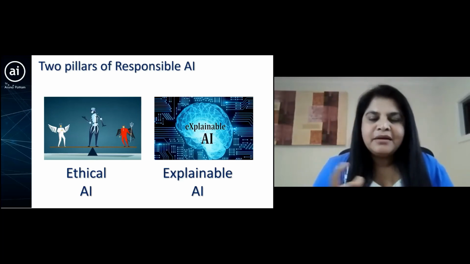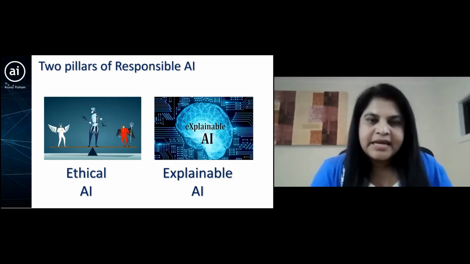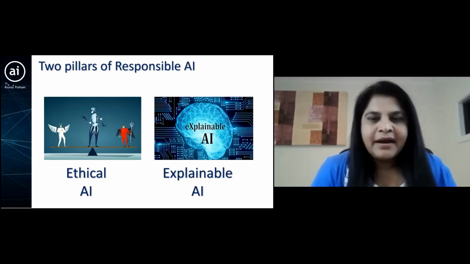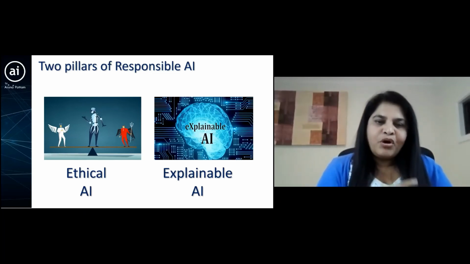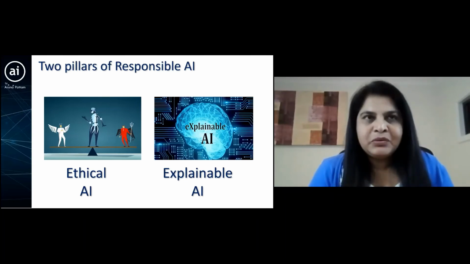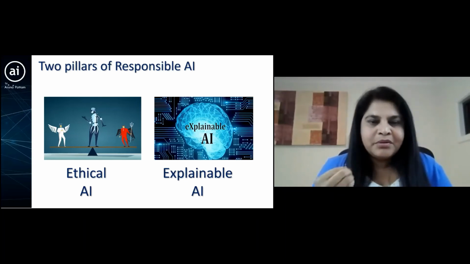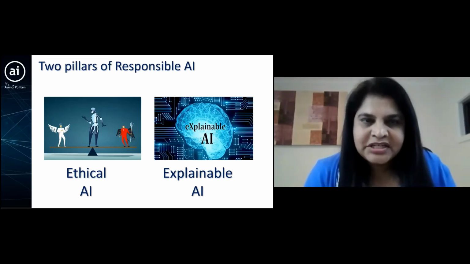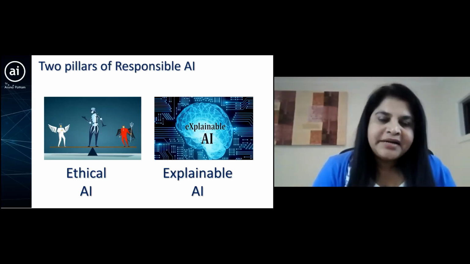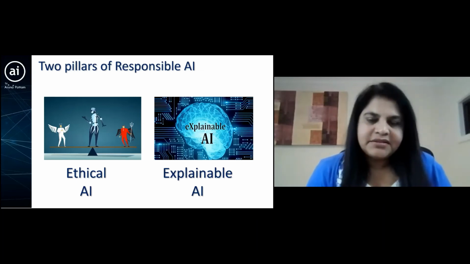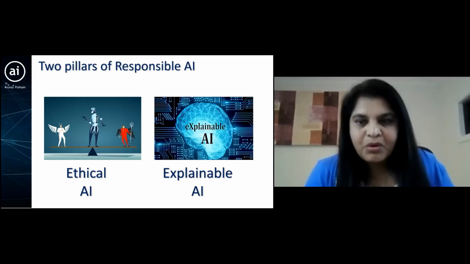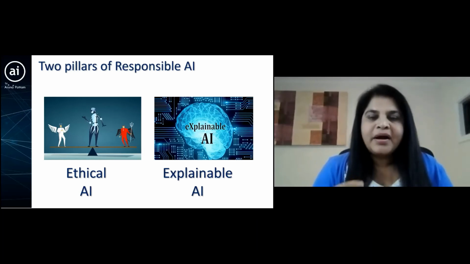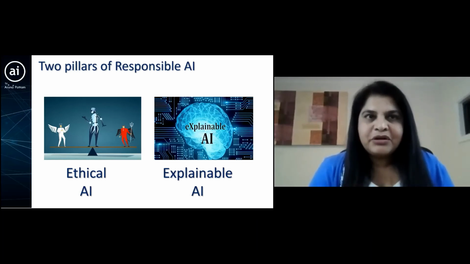There are two main perspectives you need to look at. One is the ethical side of AI, the other one is explainable AI. So ethical AI broadly covers topics such as being fair and inclusive, accountable for its own decisions, and not discriminating against certain populations. Whereas explainable AI is around how you are able to explain the accuracy of the model, and why the model made that particular decision.